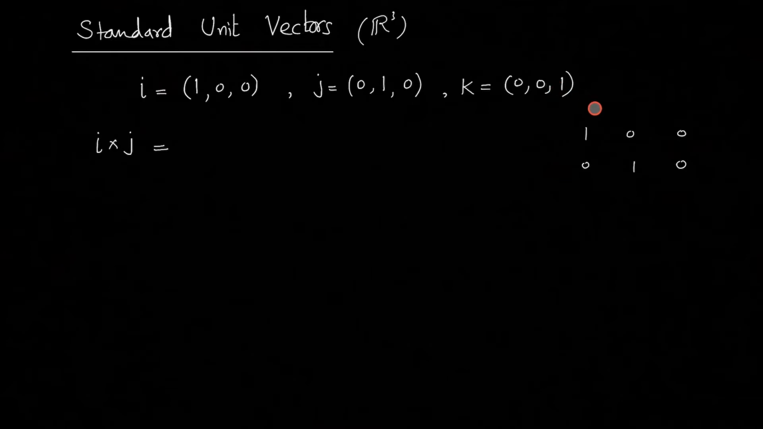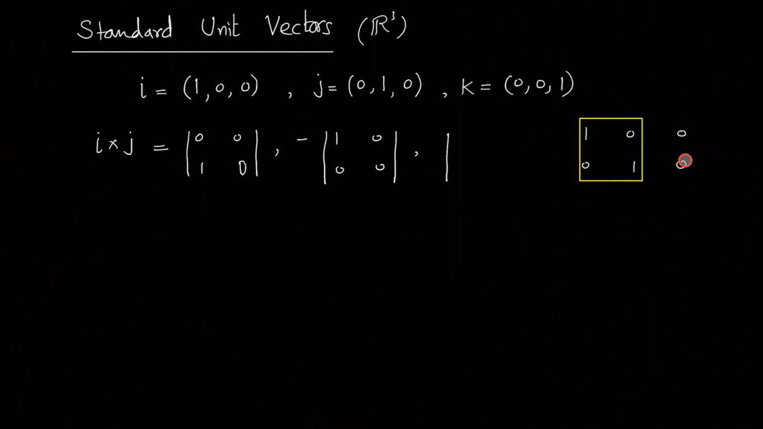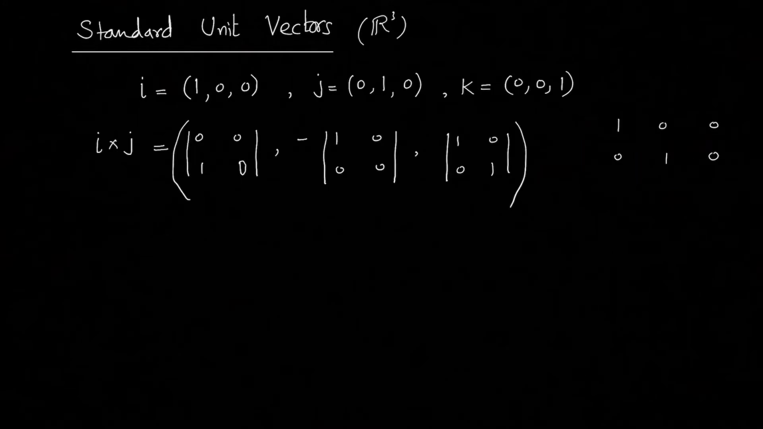For the first component, hide the first column, you will get 0 0, 1 0. For the second component, put minus sign, hide the second column, 1 0, 0 0. And for the third component, hide the third column, you will get 1 0, 0 1. Now simplify it, you will get 0 0 1, which is equal to k. So the cross product of i cross j comes out to be k.